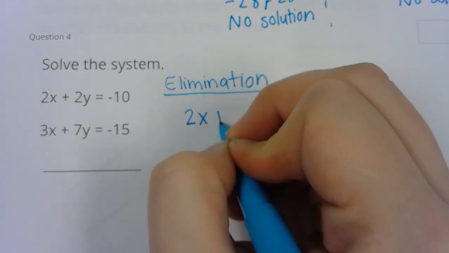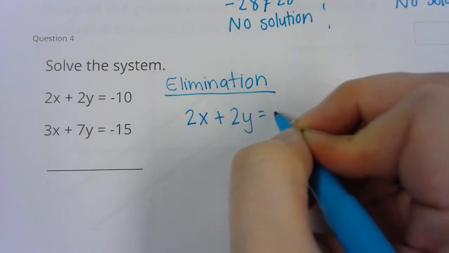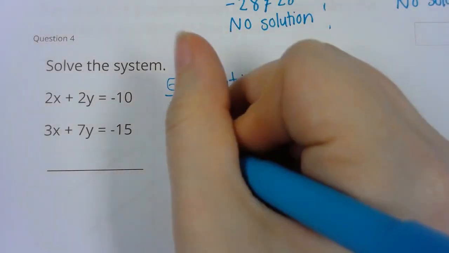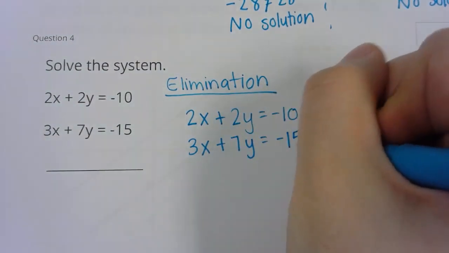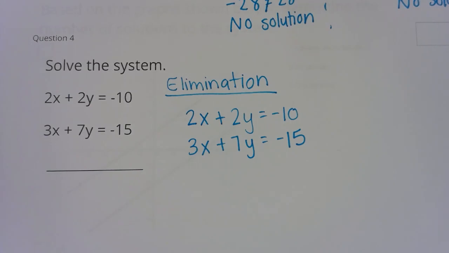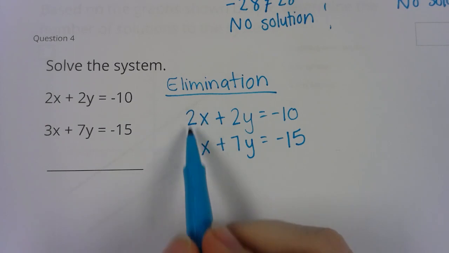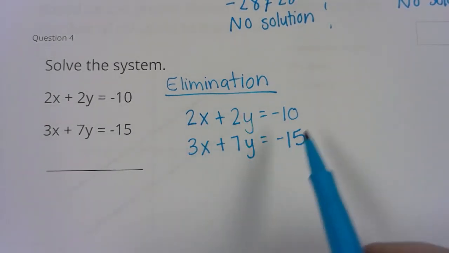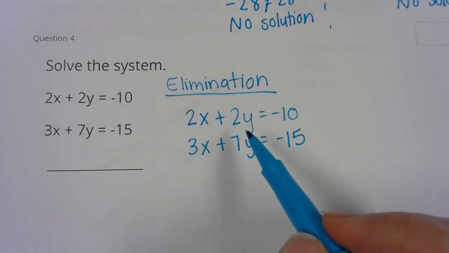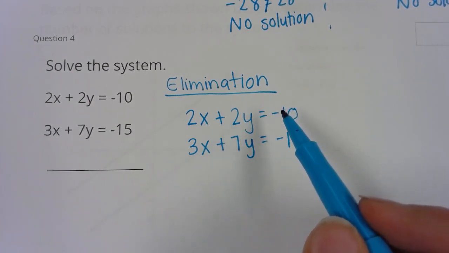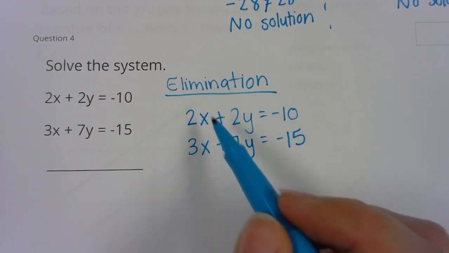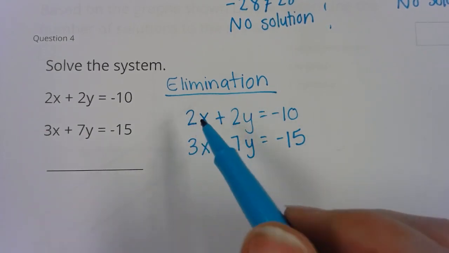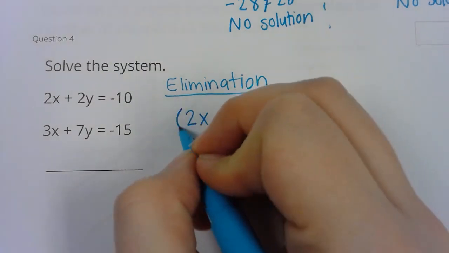So I have 2x plus 2y equals negative 10, and 3x plus 7y equals negative 15. Now, in order for us to eliminate a variable, we need additive inverses. We need these to be opposites of each other. Now, in our other equations, we have had easy ways to cancel out a variable. We've been able to just multiply one equation by something instead of both. However, in this case, we don't quite have that luxury. So I must need to multiply.